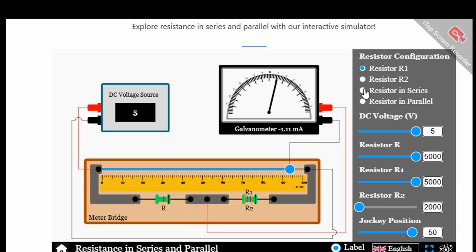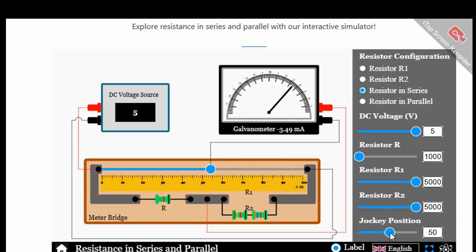Now if we connect another resistor, here R is the first resistor, R1 and R2, there are about 3 resistors which are connected in series. Now let us see what happens to the resistance values and the current value. Here the value of the first resistor is decreased to about 1000 ohms, and the second one we can increase or decrease like this, and for the third resistor also we can increase. So in this case, if the jockey position is kept at the maximum level, maximum current will be shown in the galvanometer, and if you adjust the position of the jockey, the current value changes.